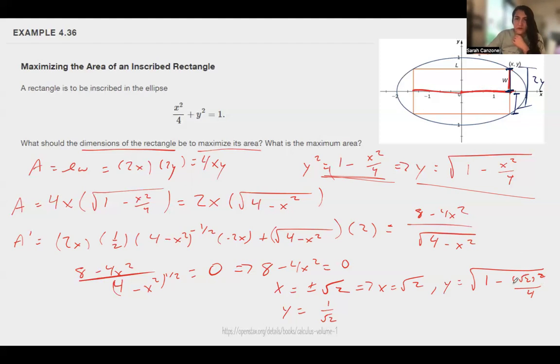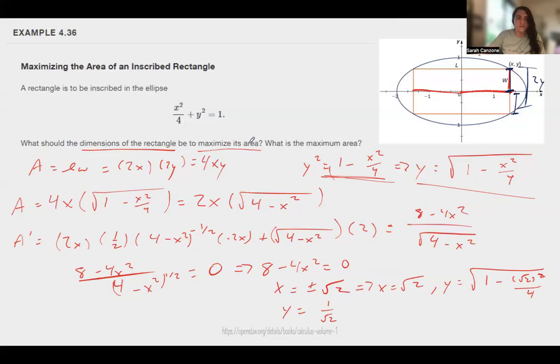Oh, that's 2 over 4. I don't know why I thought that was a 1. This is a 2 here. I can't read my own writing. 1 minus 2 over 4 is 1/2, but the square root of 1/2 is 1 over the square root of 2, just because the square root of 1 is 1. All right. So now we can go ahead and find the area itself.